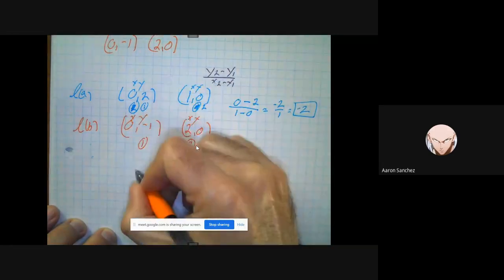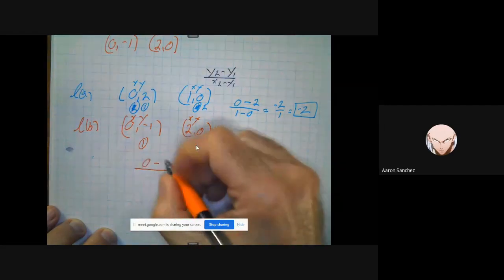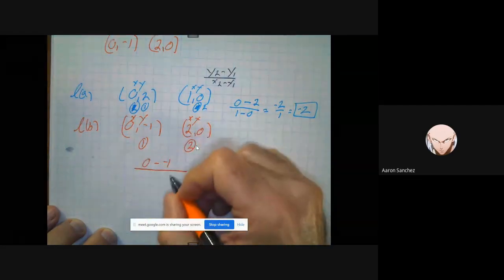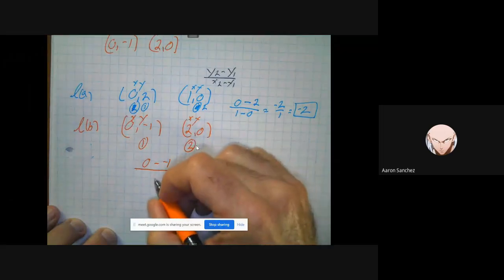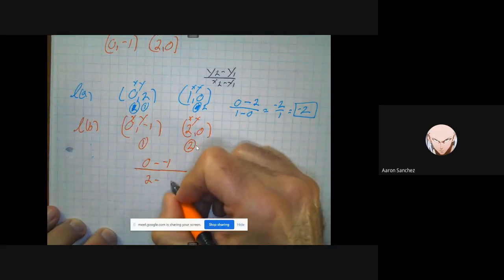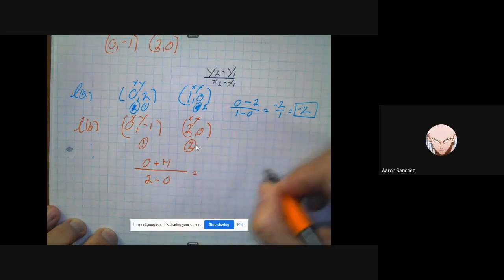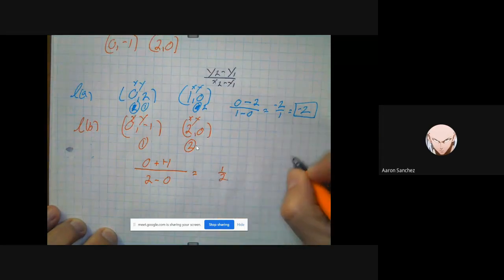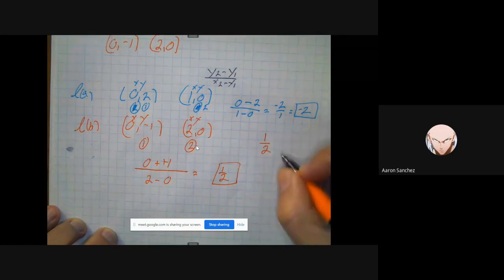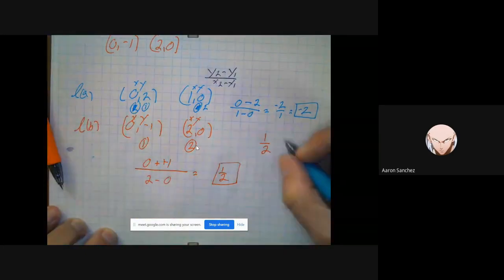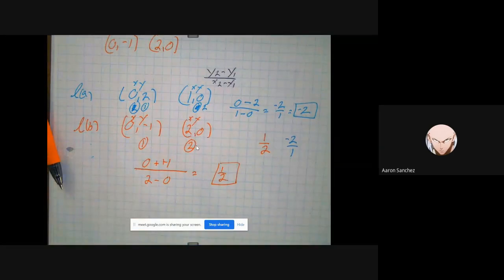Solving for the orange: Y2 is 0 minus Y1, -1. X2 is 2 minus X1, which is 0. Add the opposite, I get 1/2. So the orange, let's compare them next to each other, is 1/2. And the blue is -2 over 1. What do you think, Louise?